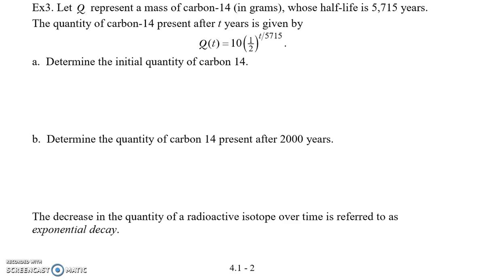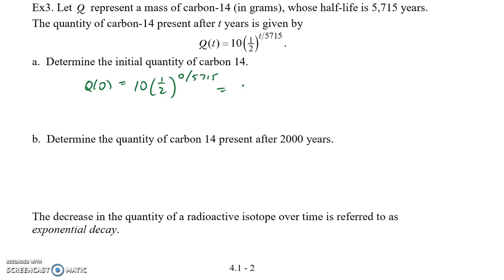Half-life, by the way, is the amount of time required for half of a particular amount of a radioactive isotope to decay. So in the case of carbon-14, that's known to be approximately 5,715 years. Part A asks us to determine the initial quantity of carbon-14. That would be the amount at time 0. So that would be Q of 0, which would be 10 times 1/2 to the 0 divided by 5715.